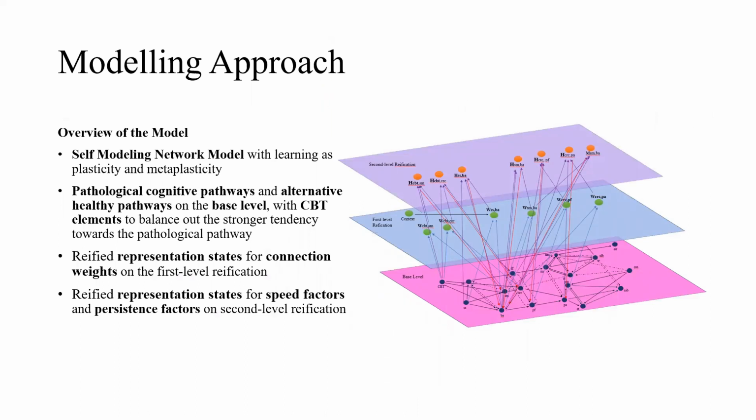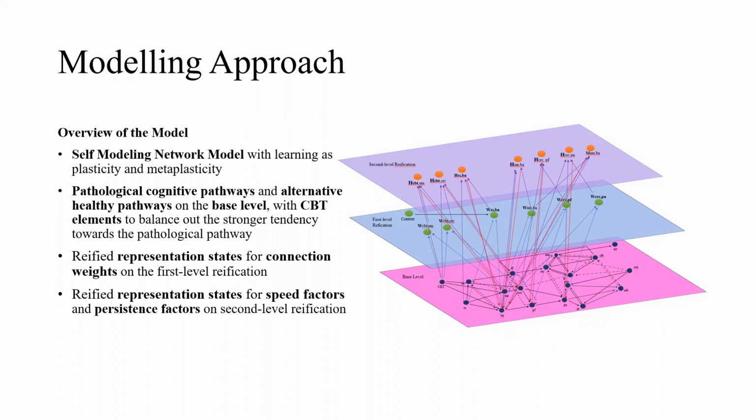First, I will give you an overview of the model, and then I will walk you through the different levels. So we created a self-modeling adaptive network where learning is represented through plasticity and metaplasticity. On the base level, we represented the pathological pathways that Cici has already talked about a bit, that occur in disorders like BDD. And on the other hand, we also created a healthy pathway that would be the option that the individuals would take. And on the base level, we also incorporated the CBT elements. I will talk about that later a bit more.